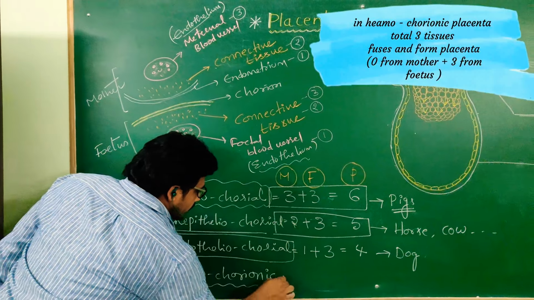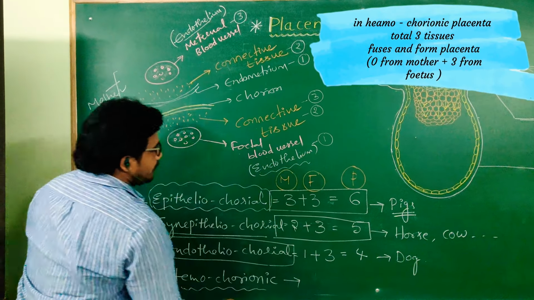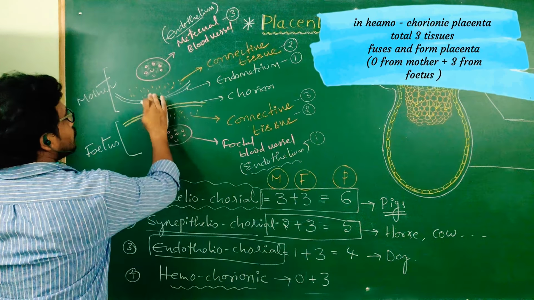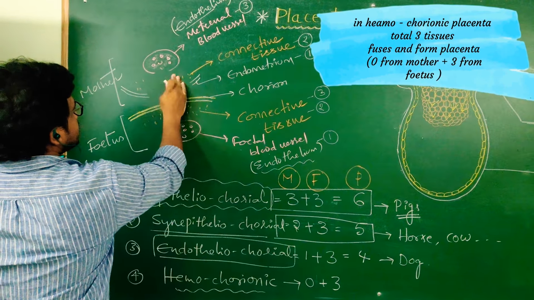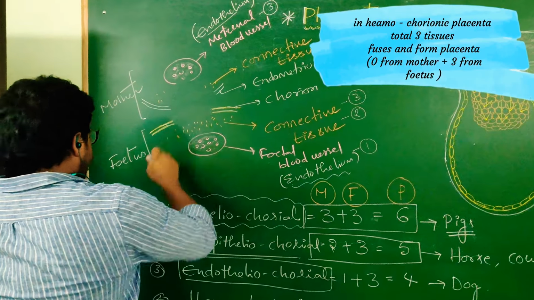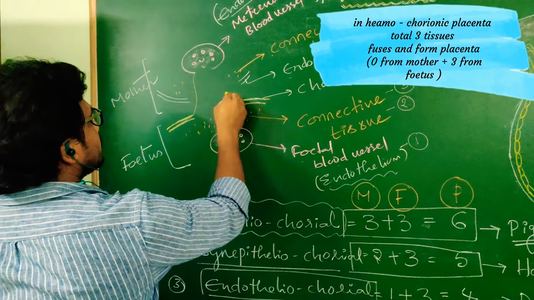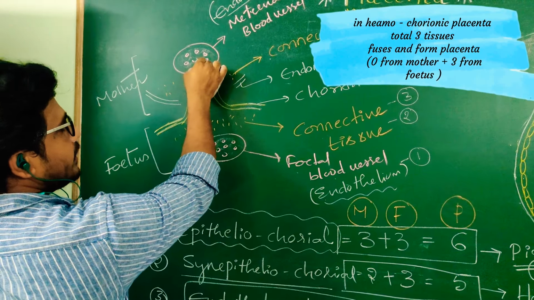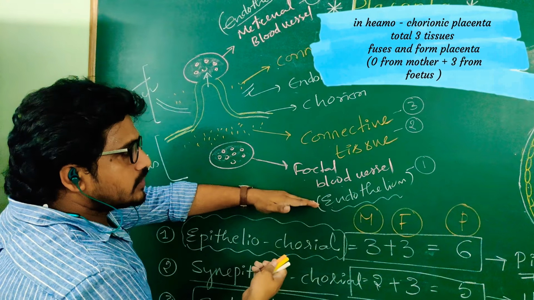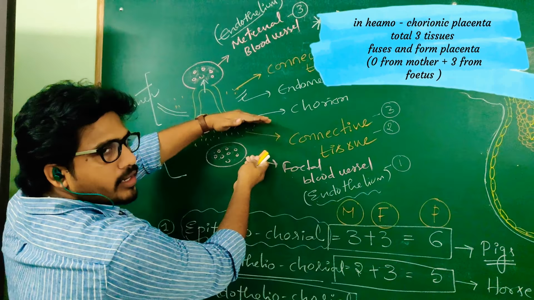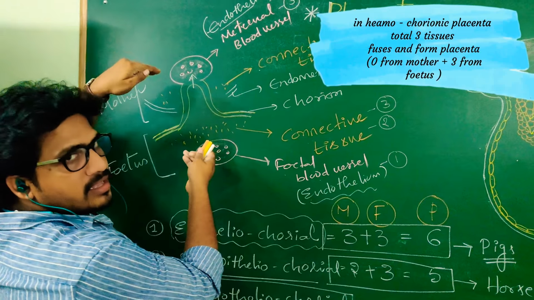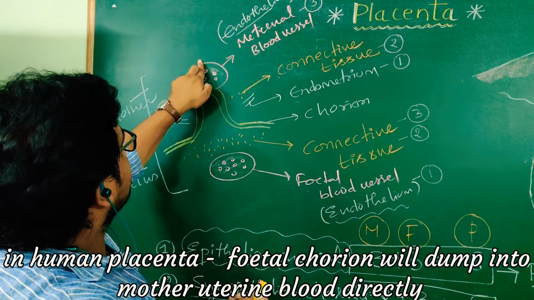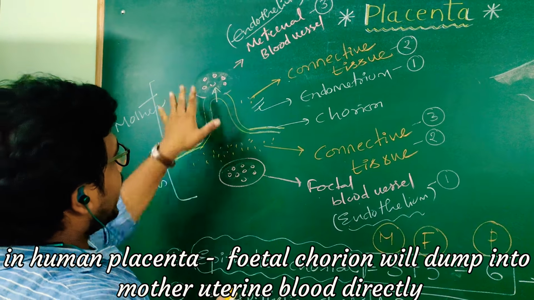Hemochorial placenta, human. In hemochorial placenta, how many will be there? 0 and 3. So they directly go to blood. This tissue is in direct contact with the blood. So here 1, 2, 3. The fetal endothelium, fetal connective tissue and chorion, all three are directly associated with the blood of the mother. There is not even an endothelial wall. They are connected in the blood.